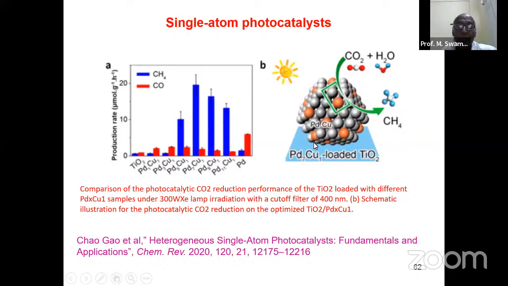So this transformation was found to be very effective by using the single atom photocatalyst. This shows the efficiency of the single atom photocatalyst in the conversion of carbon dioxide to methane. So these are some of the energy applications of this photocatalyst. And earlier we have seen the environmental applications, in the case of degradation of toxic chemicals, as well as antibacterial activity and other things.